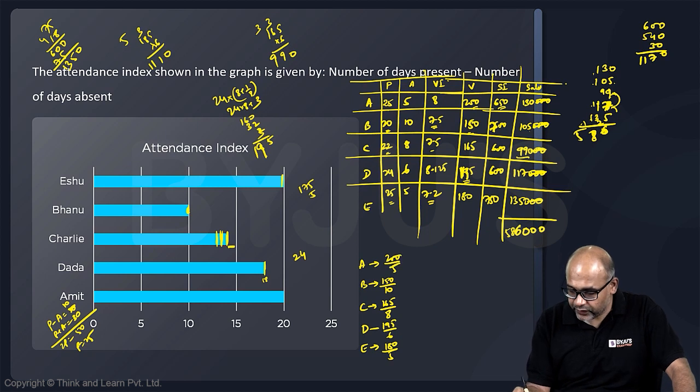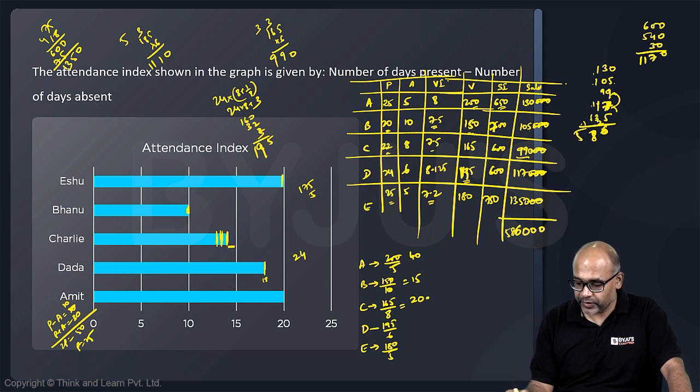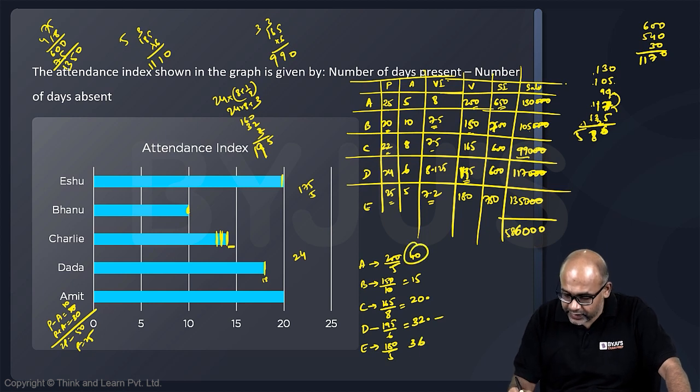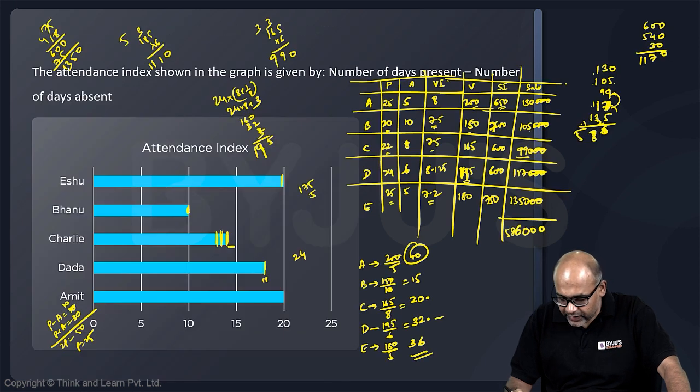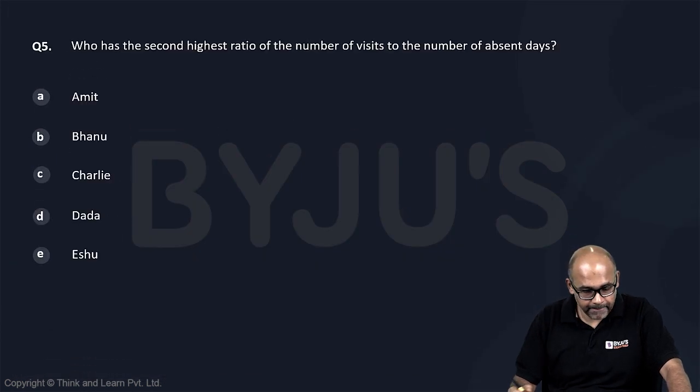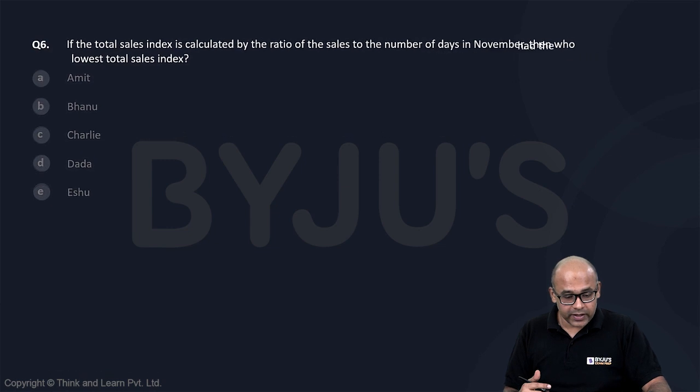So this is 40. This is 15. This is 8 2s are 16, 20 point something. This is 6 3s are 18, 6 2s are 12, 32 point something. This is 180 by 5, 5 6s are 30, so 36. So highest is 40. Second highest is E. Let me check. Yeah, second highest is 36, E. Then the last question.